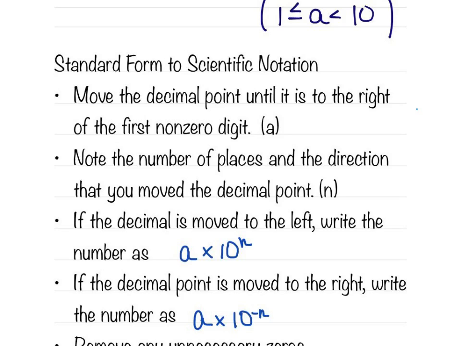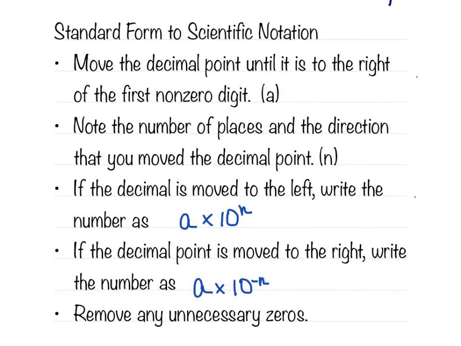If the decimal is moved to the left, write the number as A times 10 to the nth power. If the decimal point is moved to the right, write the number as A times 10 to the negative nth power. And lastly, remove any unnecessary zeros.